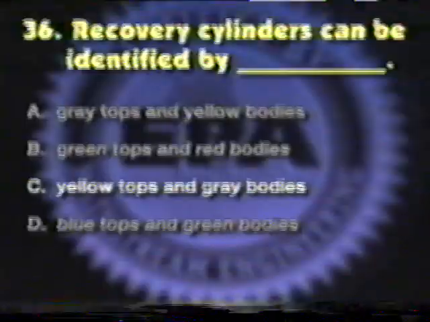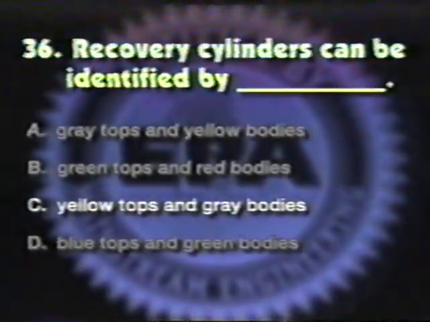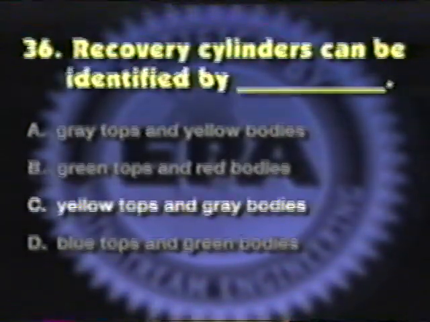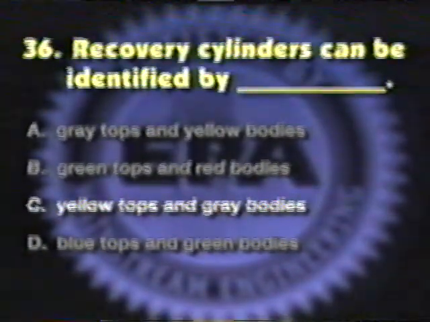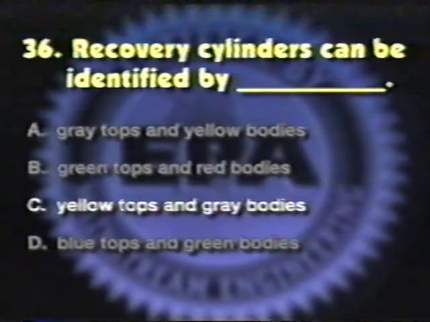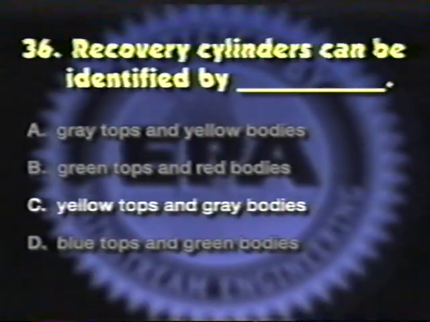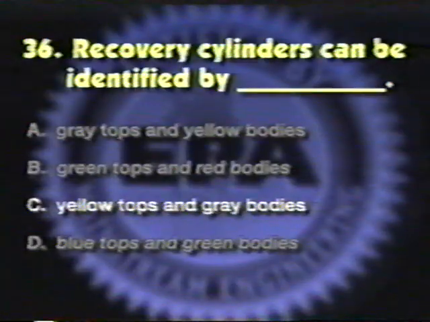The correct answer is C. Approved refrigerant recovery cylinders can be identified by yellow tops and gray bodies. It's a good idea to paint a color stripe around the cylinder to indicate the type of recovered refrigerant contained inside. It's also good practice to utilize two separate recovery cylinders for each refrigerant: one for clean, recycled refrigerant, and one for dirty, not recycled refrigerant.